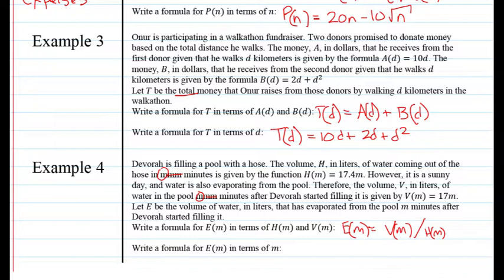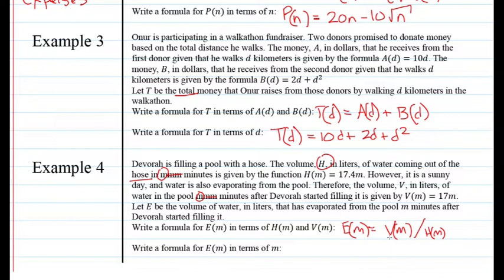Yeah, so let's analyze this problem a little bit. We have a volume in liters coming out of the hose. So H is the hose. That's going into the pool, right? And V in liters is how much is actually in the pool. So it's asking how much has evaporated. It's coming out of the hose into the pool, and then that's how much is actually in the pool, but some water has been evaporated. So you're subtracting the water that's been evaporated. No, not making any more sense?